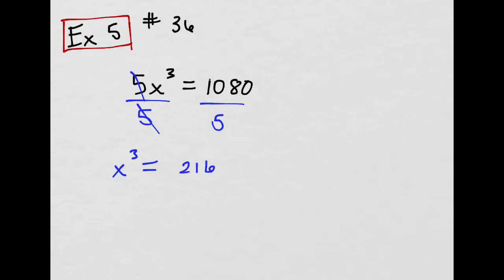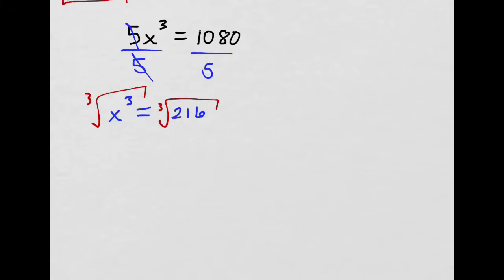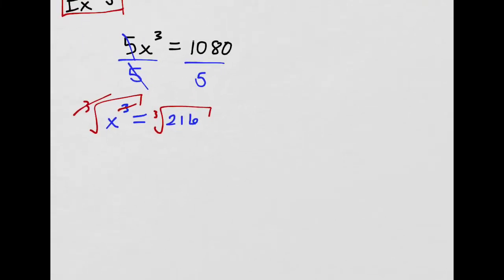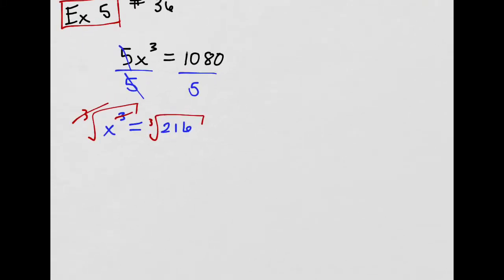And then we take the cube root of both sides. If we take the cube root of both sides, the cube root and the cube cancel out. And when this is odd, we do not need the plus or minus. If it was even, we do need the plus or minus. I'll write that as a rule later, but what's the cube root of 216? That's the same thing as 216 to the 1/3.